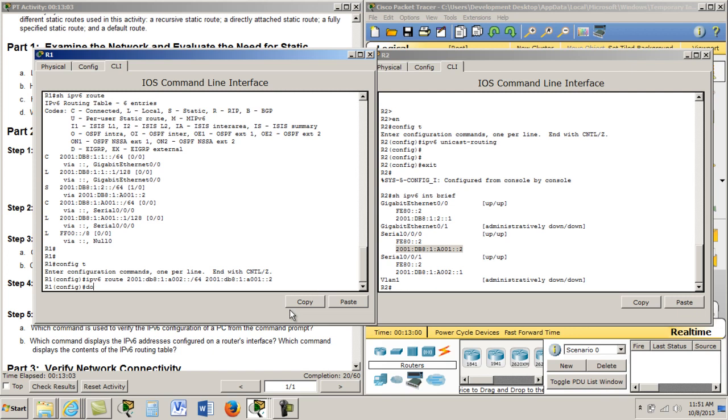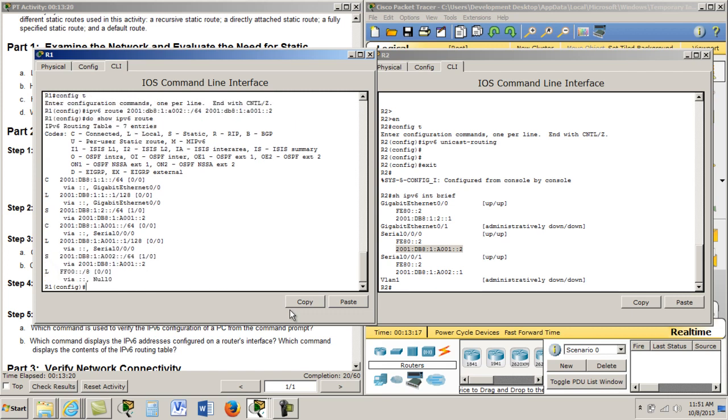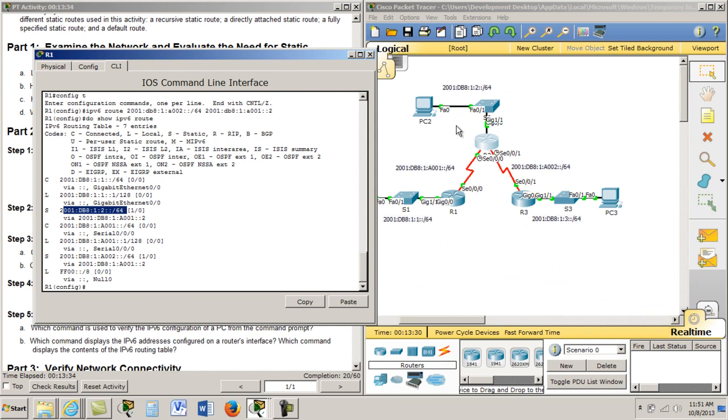So if we do a do instead of exiting out, as you recall, we can use the command do. Instead of exiting out of global config, going back to privileged exec mode, we can just issue that command from here using do show ipv6 route, and we should have a second route statement now in our route table entry. And there it is, DB8:A002 and DB8:1:2. So the DB8:1:2 is this network up here. The DB8:A002 is this network here. That's the interconnection between R2 and R3.